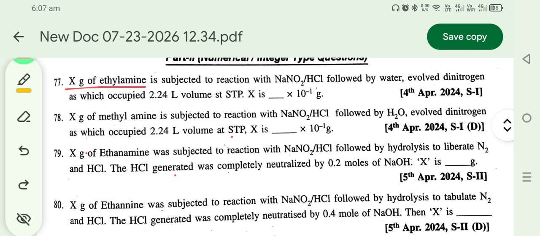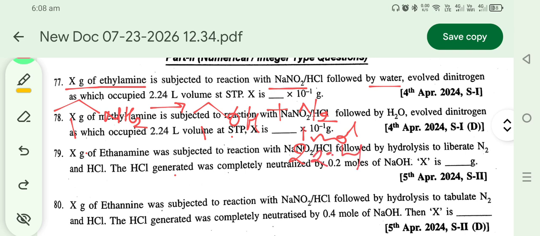X grams of ethylamine reacts with NaNO2 followed by water. Followed by water, it gives ethyl alcohol and evolution of N2 gas. That gas is nitrogen. Based on the balanced equation, if it is 1 mole, the ethyl alcohol obtained is also 1 mole and dinitrogen produced is also 1 mole. For 1 mole of dinitrogen, the gas occupies 22.4 liters. But as per the problem, the given volume of nitrogen is 2.24 liters.